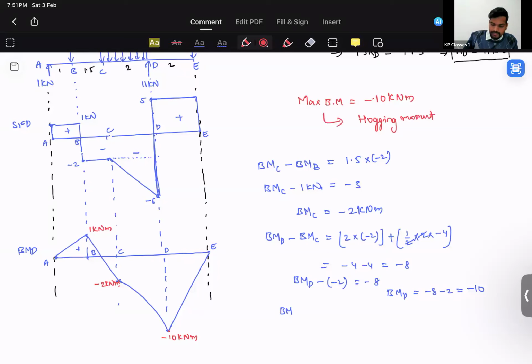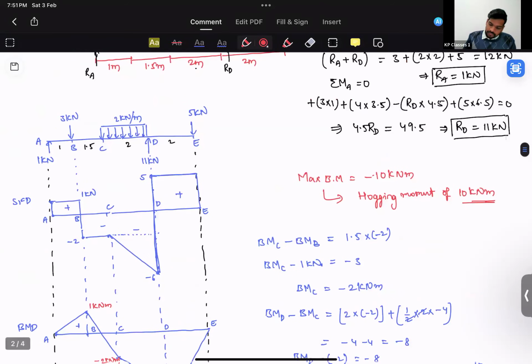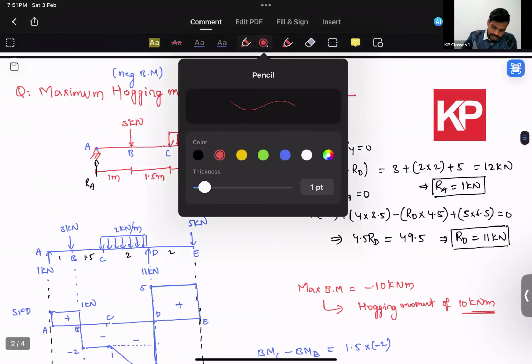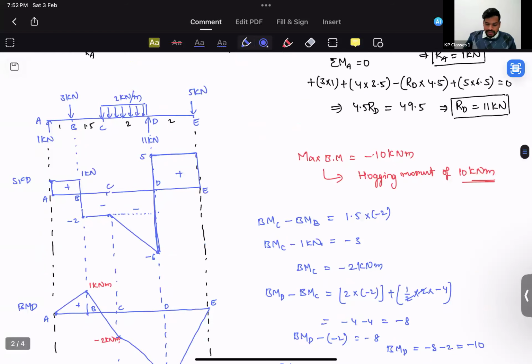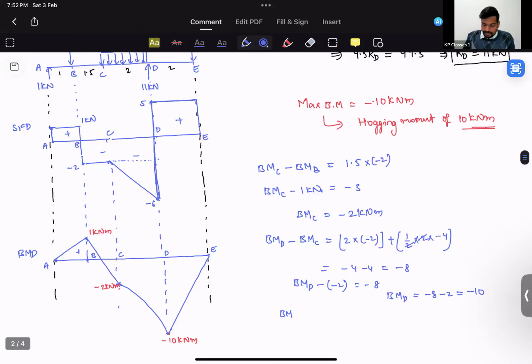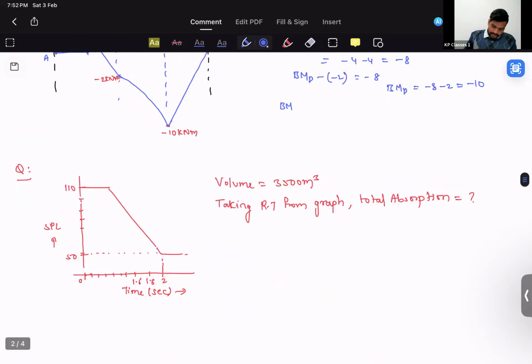The maximum bending moment of this beam with that given loading is going to be a hogging moment of 10 kilonewton meter. Because I have already mentioned hogging, you need not write minus again in this answer. So the final answer is going to be 10 kilonewton meter. If they ask you what is the bending moment, then the answer will be minus 10. But they're asking us the hogging moment over here, so you can just write it as 10. Again, it depends on the wording used in the question. But 10 kilonewton meter would be the answer if these values and this span are correct as per the question paper. So that was a quick explanation for that.